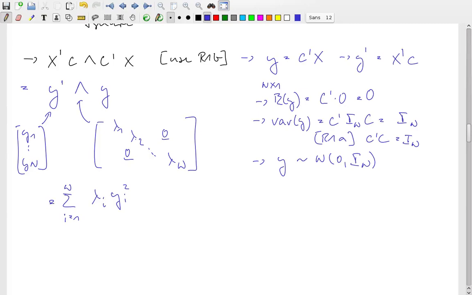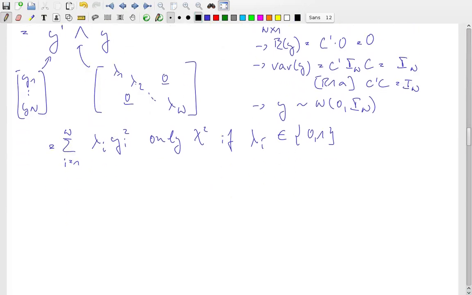Now, y_i are standard normally distributed random variables. We square them. So yes, in principle, what we get here from this quadratic form is we are going to sum up the square of standard normally distributed random variables, but only if the lambdas are 1, which would mean that I sum a square of a standard normally distributed random variable, or 0, which means that this variable is out of the summation in the first place. Okay, so the expression is going to be chi-square distributed only if the lambdas are either 0 or 1. Right? If they are either 0 or 1, then this expression y prime lambda y, or x prime c lambda c prime x, which is what we started with, actually is a chi-square distributed random variable. Okay, and this is essentially what we want to show.